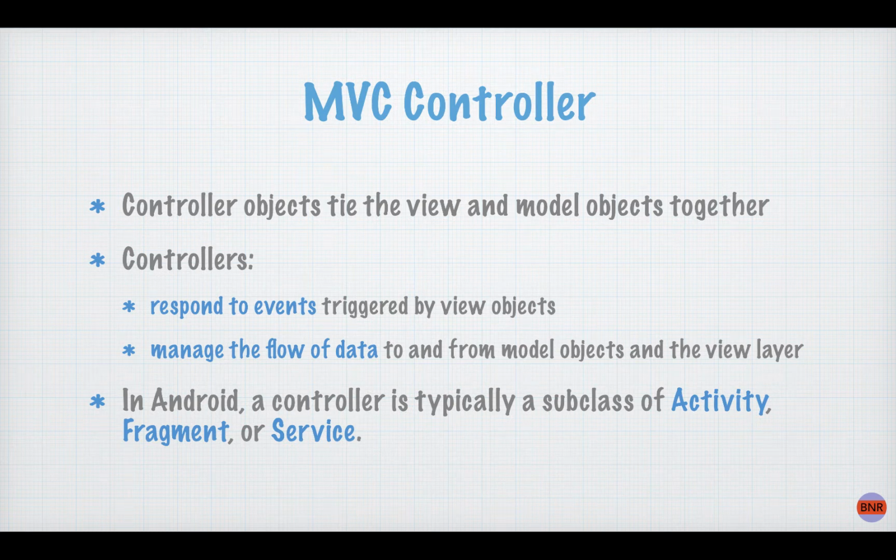The controller component of the MVC acts as an intermediary between the model and view components. It responds to events that are triggered by view objects, and it updates the data in the model. In Android, a controller is typically an activity, but it can also be a fragment, which is a kind of subactivity, or a service, which is like an activity that runs in the background.